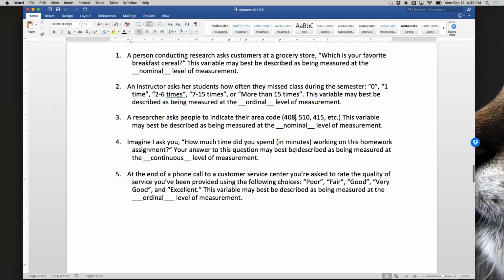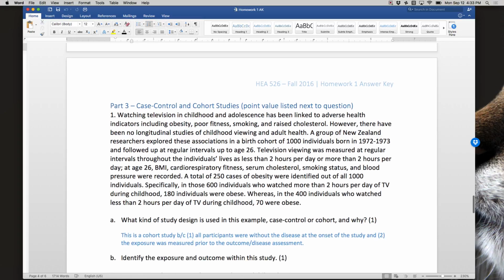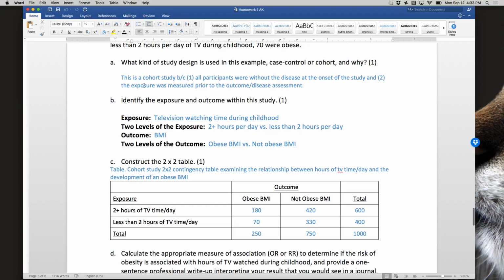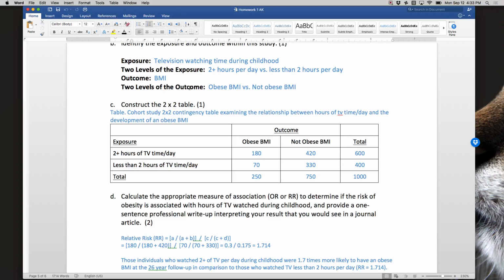Okay. Part 3. So this first one, it's a cohort study. That's because all the participants were without the disease when the study started, and the exposure was measured prior to the outcome assessment. The exposure was TV watching time during childhood, measured as 2 hours per day or less than 2 hours per day. The outcome was BMI, and that was 2 levels as well, the obese BMI or not obese.